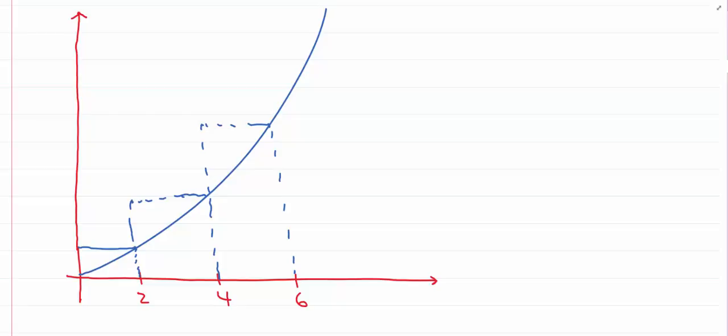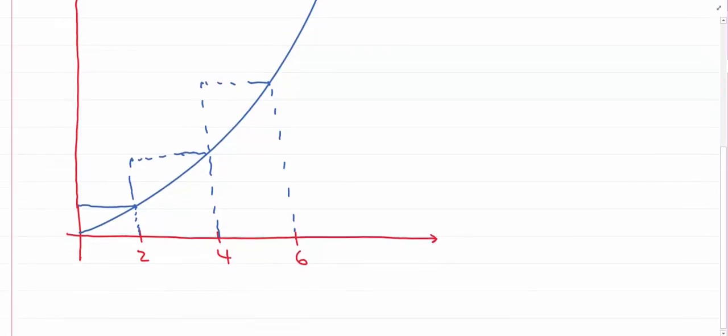Let's suppose I'm interested in the area under this curve from 0 to 6. Well, I don't know how to calculate that. It's a curve. I can deal with circles and some curves, but not this one. But I do know how to get the area of rectangles. So I'm going to calculate the area of these rectangles, and say that's an approximation for the area under that curve.